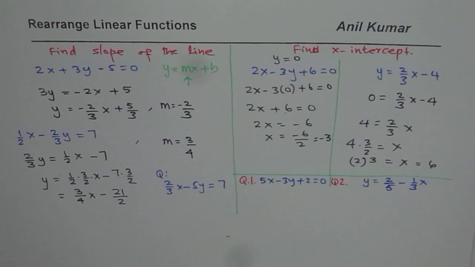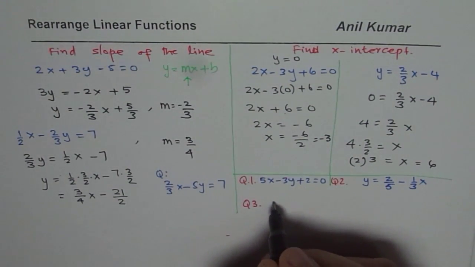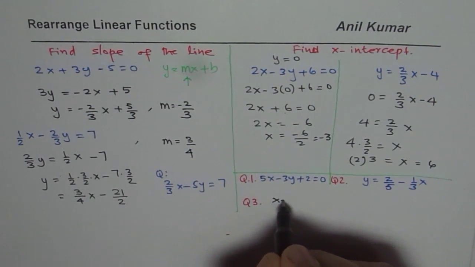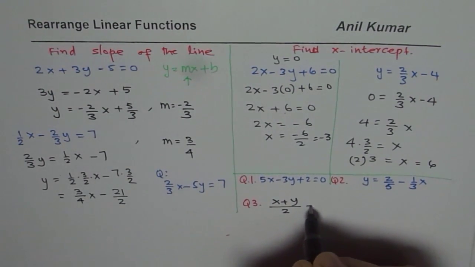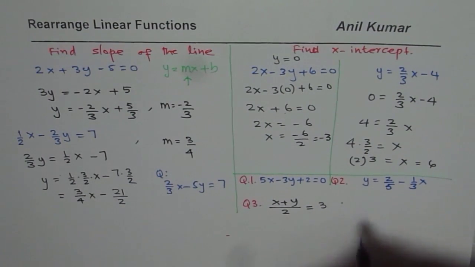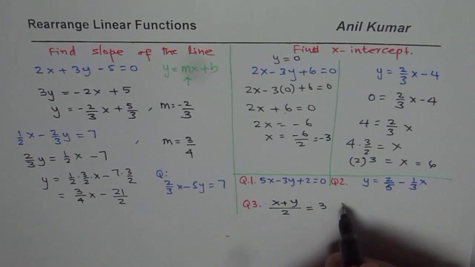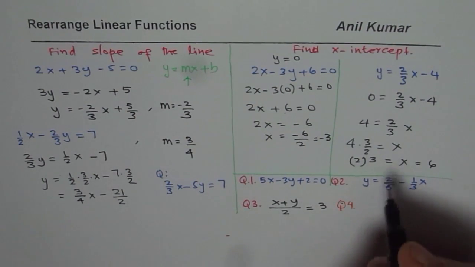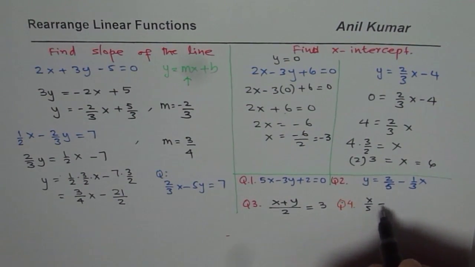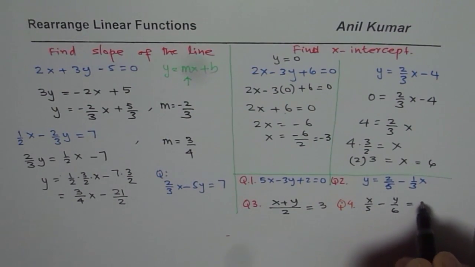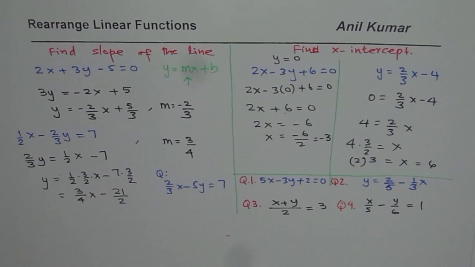And on the other hand, find slope and y-intercept for, let's say, equation 3, where I will give you x plus y over 2 equals, let us say, 3. And then one more equation let me give you, to make it a bit more complicated for you. That is to say x over 5 minus y over 6 equals 1. So these are 4 equations, and you need to find their x and y intercepts and also find their slopes, right? So you can do this exercise as practice. Thank you and all the best.